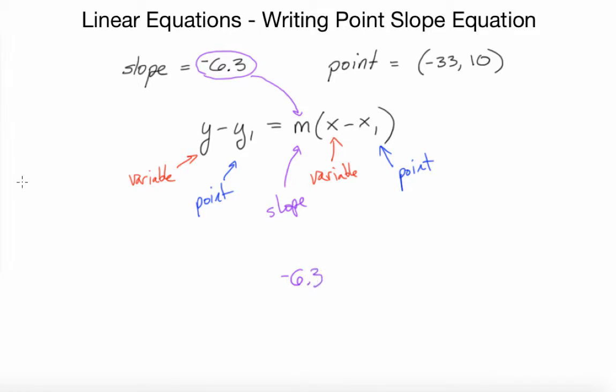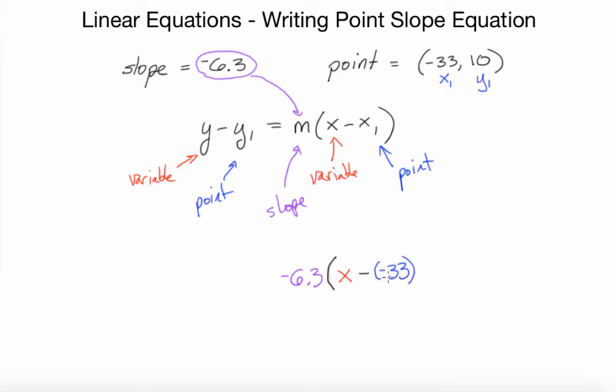Now I'm going to open my parentheses because I'm going to have it in that form right there. There we go. So my x variable stays x because I need to know my x variable. But I'm going to subtract from it this value x1. That's the x value from my point. So if this is my point right here, my specific x value is negative 33. And my specific y value that I'm going to put in for y1 is 10. So I'm going to put in negative 33 for x1.